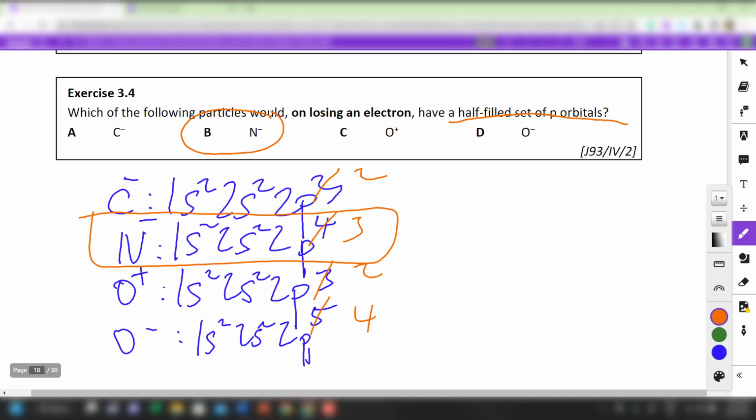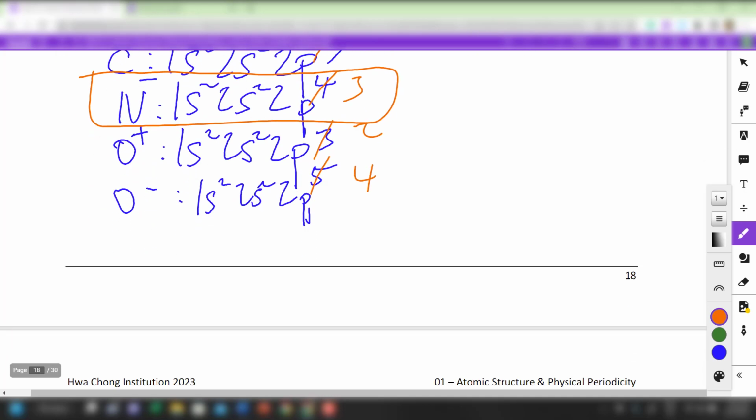Okay, so you have to be a little bit careful sometimes when you are dealing with MCQ because they can be a little tricky.